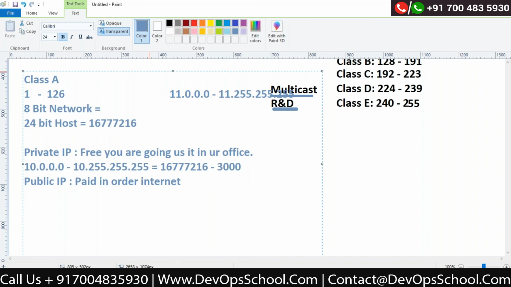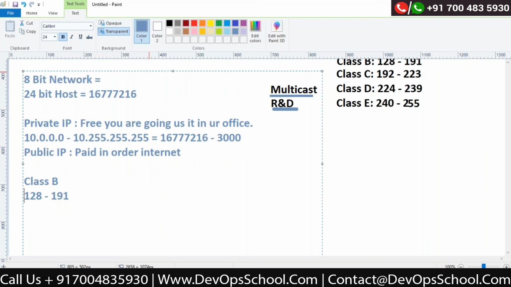Now, to overcome such problems, they introduced one more methodology in class B. Now, look at what happened in class B. What is the class B range? 128 to 191. In class B, they said, okay, it's too much big number which we have, correct? How many bits are assigned for a network and how many bits are assigned for the host? Now in class B, they made a very smart move. They said 16-bit assigned for network and 16-bit assigned for host.